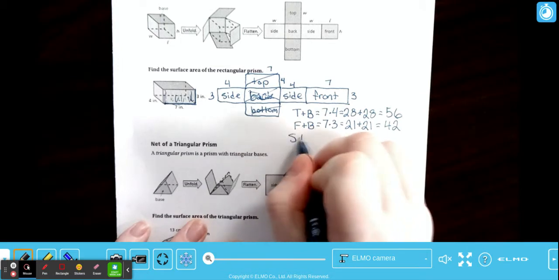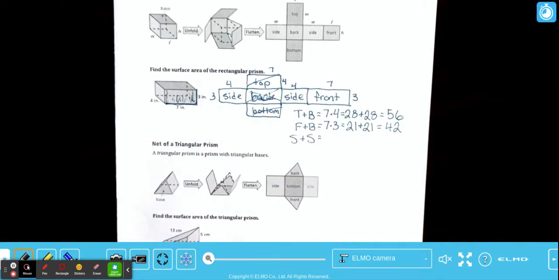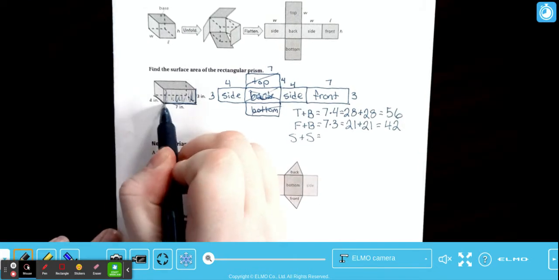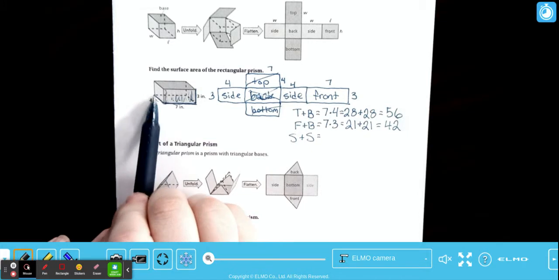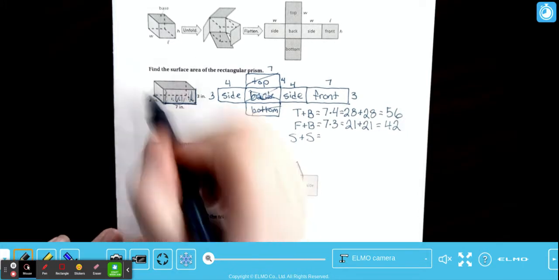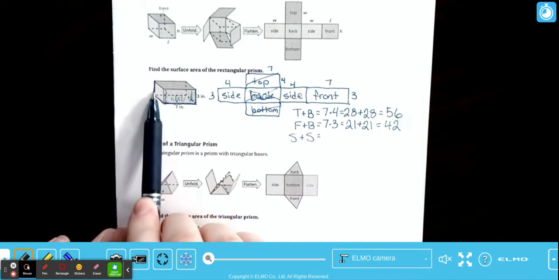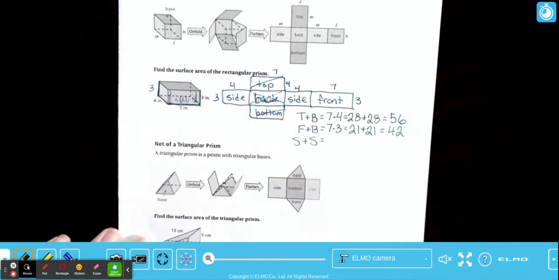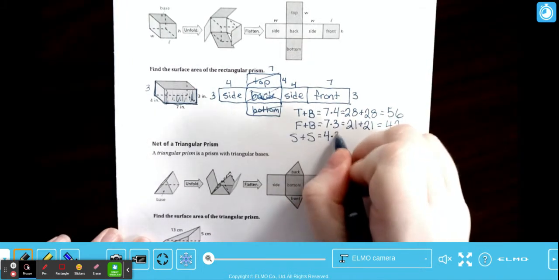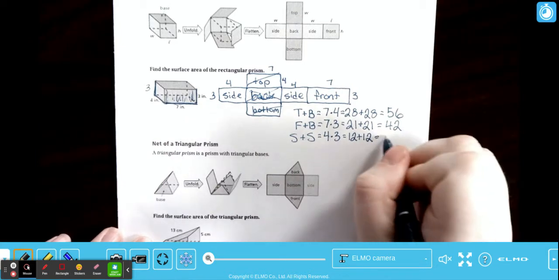Okay, next, we have our 2 sides. So looking at the sides, this one's kind of tricky. So the base is how much? Right here. 4. And then what's the height? It's not 4. It's 3. So 4 times 3 is 12, and there's 2 of them, so 12 plus 12 is 24.